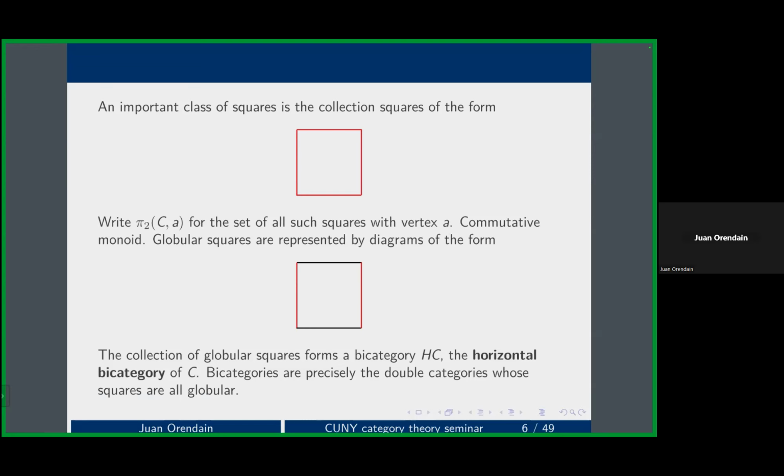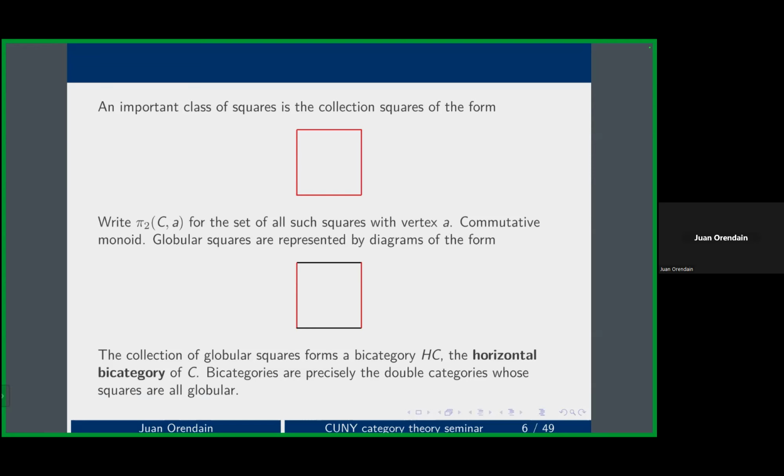Now, globular squares are the squares that have this form here at the bottom, squares where the left and right frame are identities. If you identify a red arrow, collapsing it into a point, then this would have the shape of a cell in a 2 category, a globe. Now the collection of globular squares in a double category forms a bicategory. We denote that as HC. We call this the horizontal bicategory of the double category C.